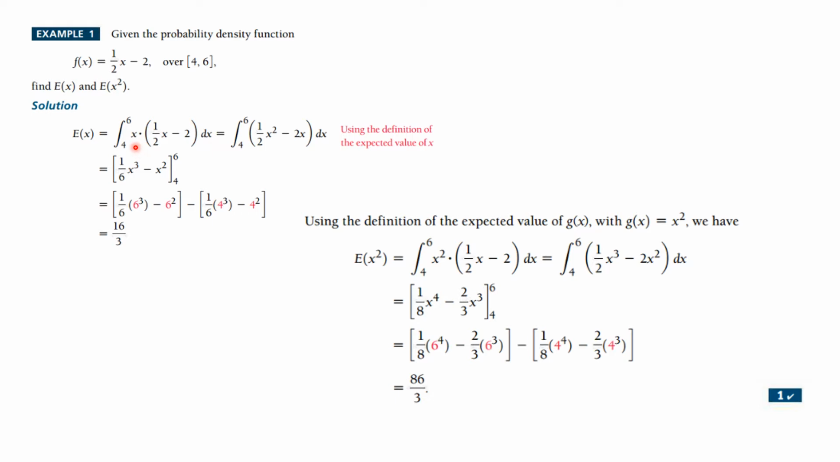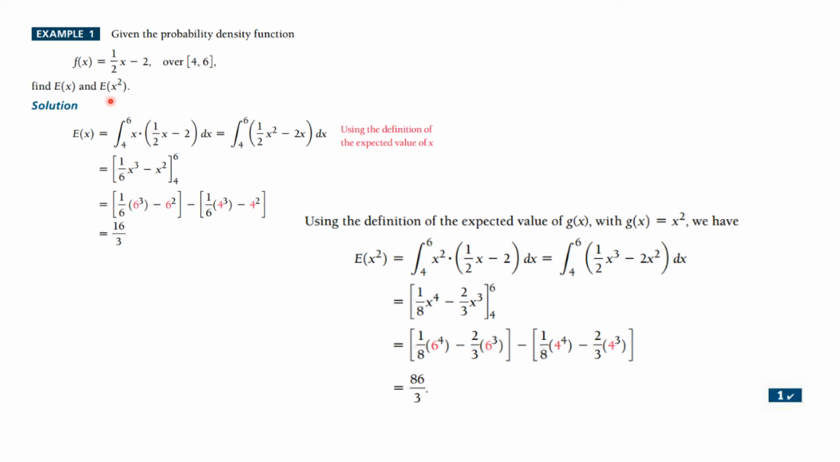Now we do algebra first. That's the easiest way to do this. So we distribute this through. We get this. We pull the constants through the integral, and for each of these powers of x, we add 1 to the exponent and divide by the new exponent, and use the fundamental theorem to evaluate this integral, and we get 16 over 3.